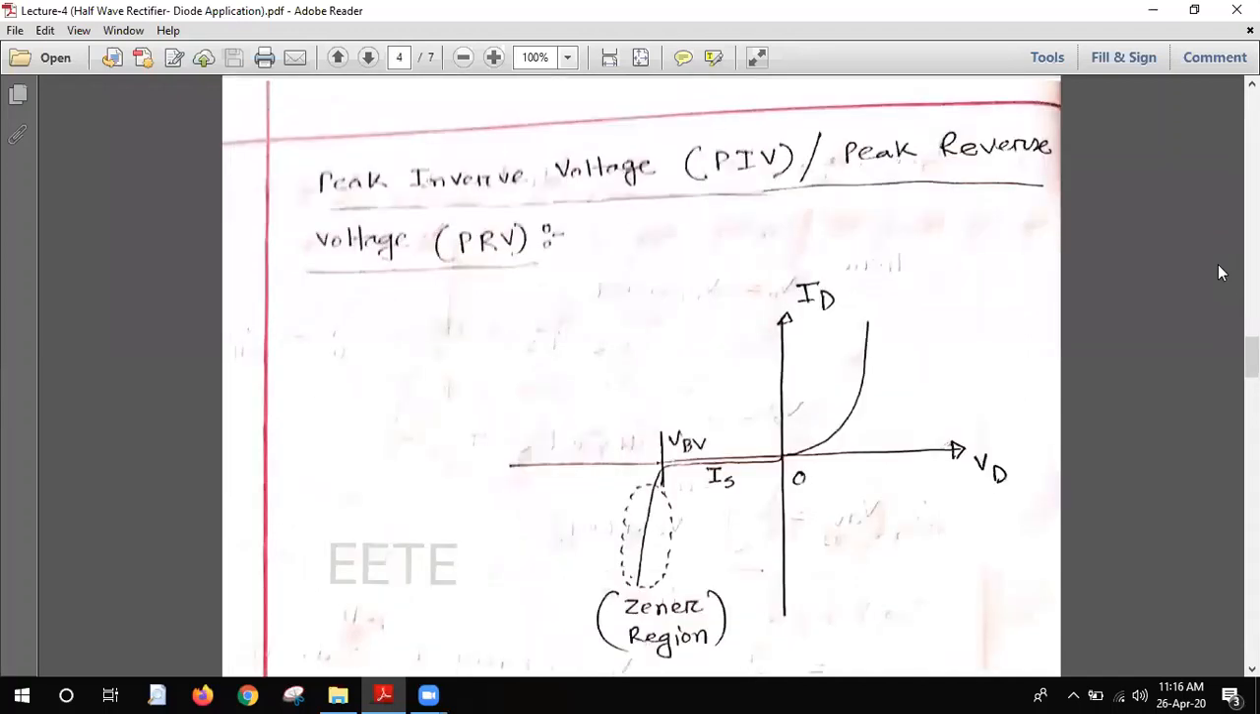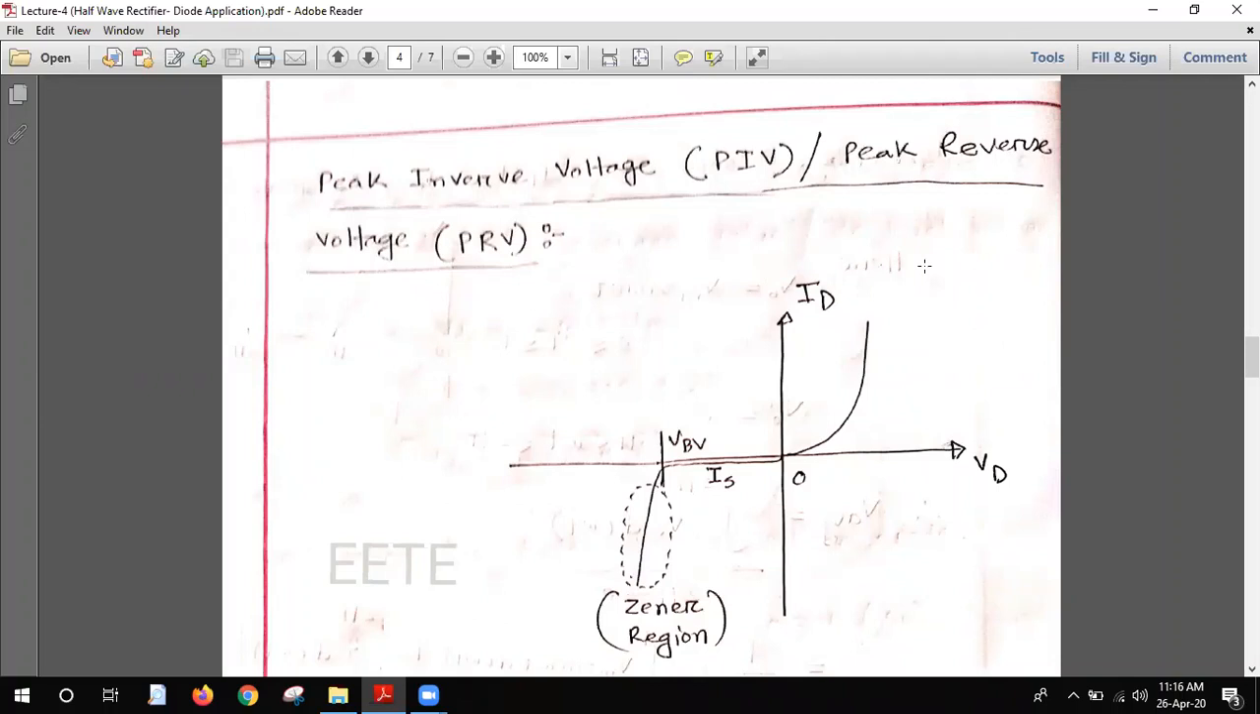Next is a very important topic, that is peak reverse voltage. That is a rating. We all know that we can give the positive voltage and the negative voltage to the diode, but however much positive voltage we give, it doesn't have any problem.